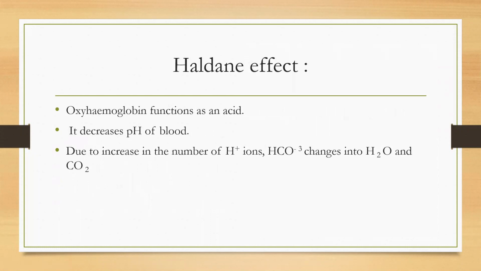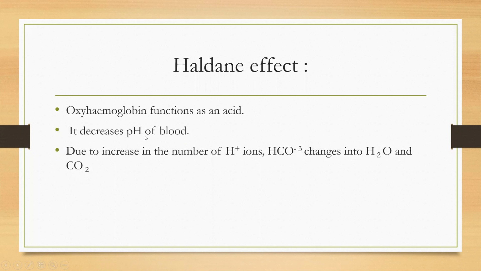Now next is the Haldane effect. Now what is the Haldane effect? The Haldane effect says that oxyhemoglobin functions as an acid. It decreases the pH of blood, and due to the increase in the number of H plus ions, bicarbonate changes into water and CO2. So oxyhemoglobin functions as an acid. Oxyhemoglobin acts as an acid. It decreases the pH of blood.